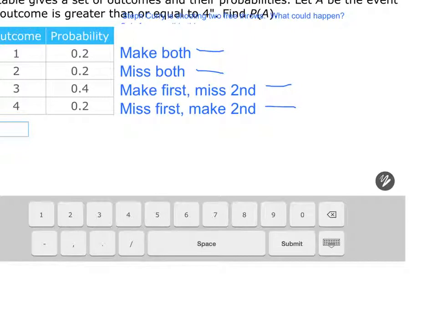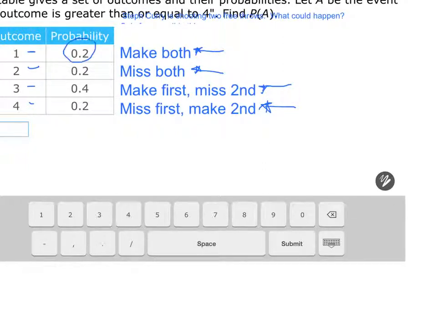Let's link these up to this table now. So outcome 1, we're going to say that's him making both free throws. And then outcome 2 is him missing both free throws. And then outcome 3 is him making first and missing second. So making the first free throw and missing the second free throw. And then the fourth outcome is missing the first and making the second. So any four of these things can happen.